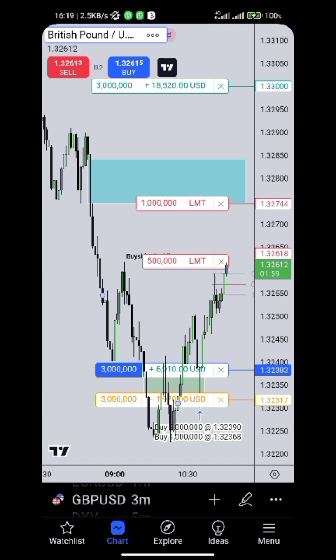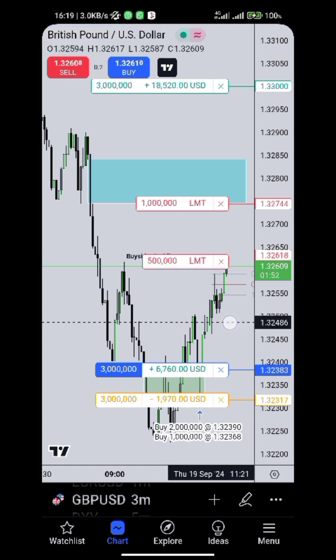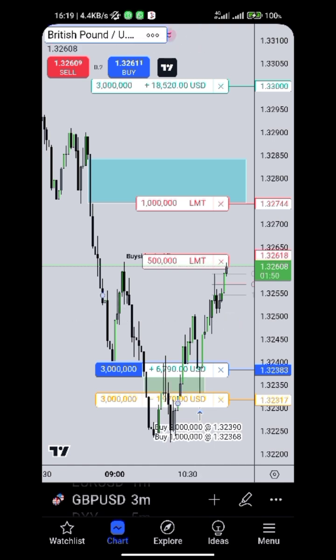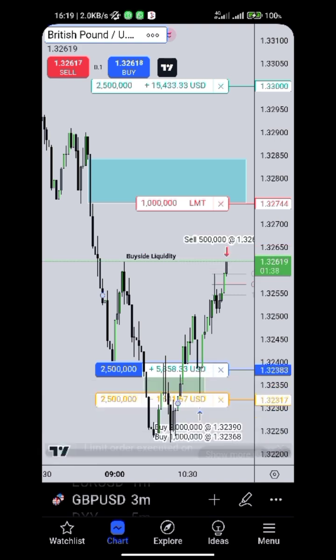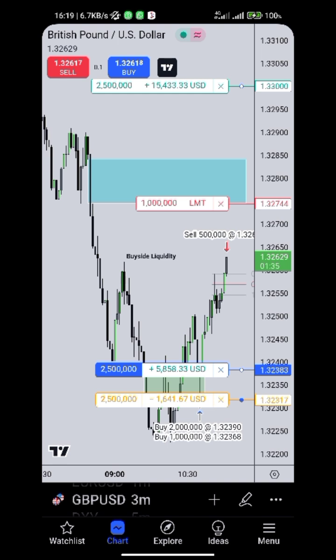So the spread sometimes, I can see we repriced to 0.617. Okay, just a little bit. Okay, that's 1.32618. So I just need a little bit to get out. Okay, right there. So I've taken my partials, and immediately I do what?